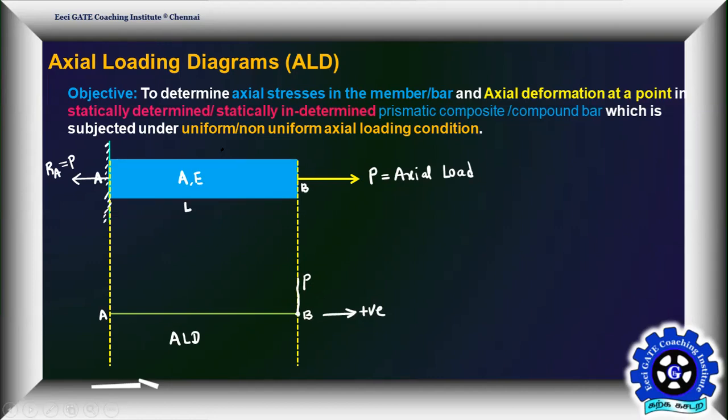If a prismatic bar, whatever the bar it is, is subjected only to axial loads, the axial loading diagram will be rectangle. Only point axial loads. For all point loads, the corresponding diagram will be rectangle.